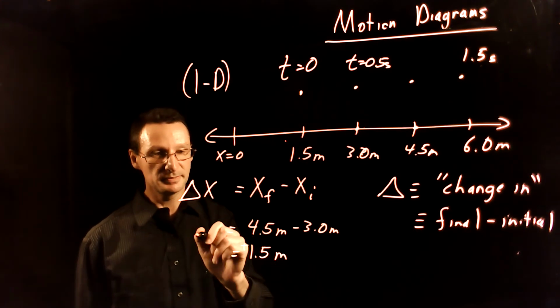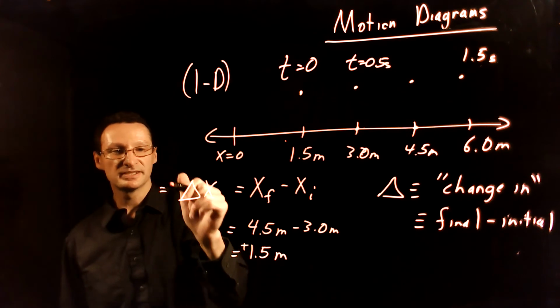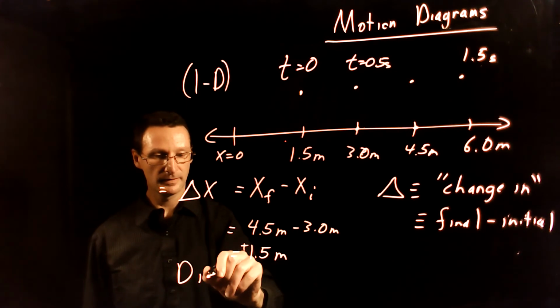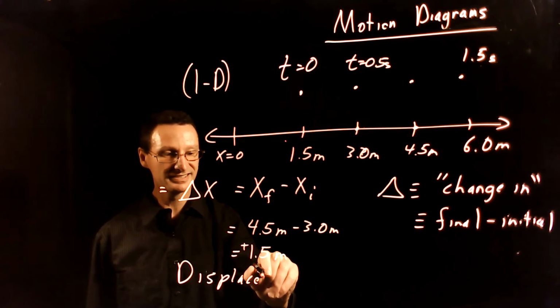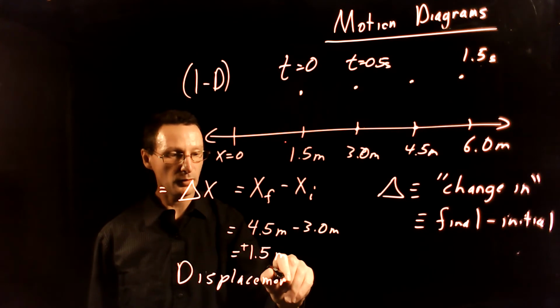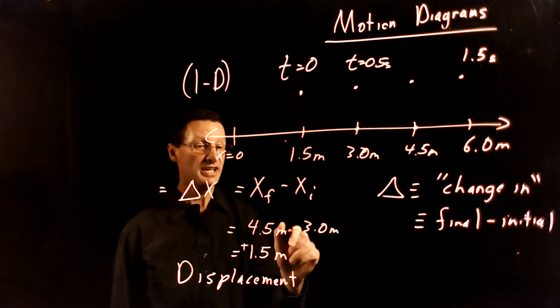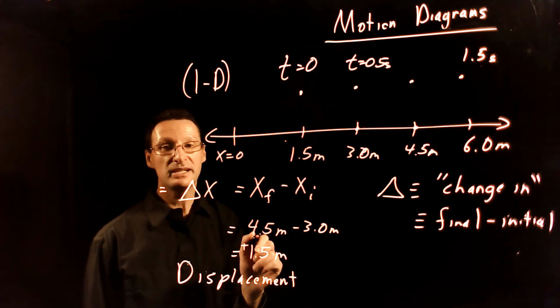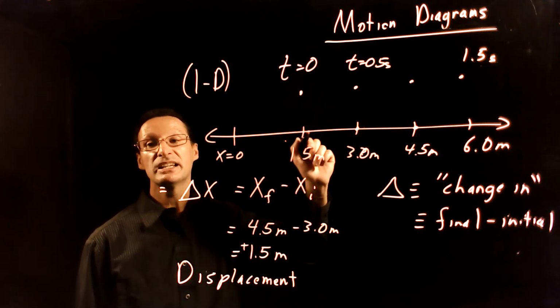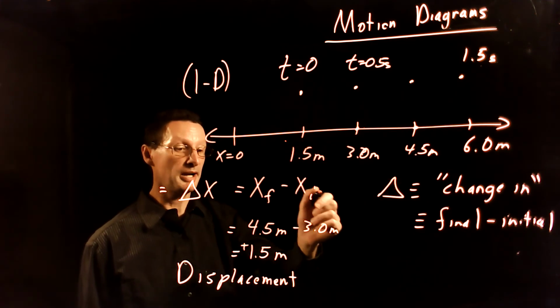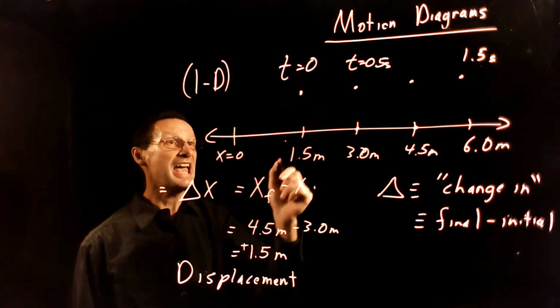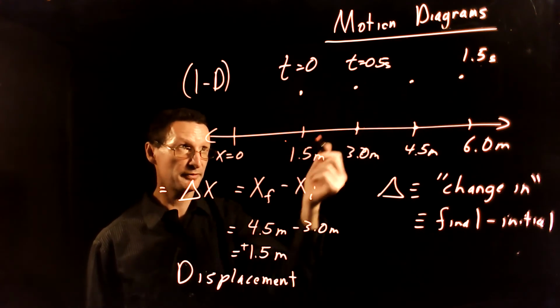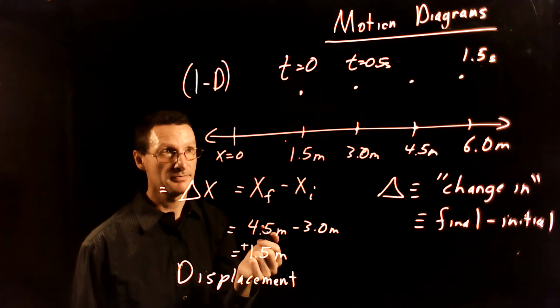This is the displacement here. Let me just write this down. The displacement is telling us how the position changes. Positive 1.5 means the position is becoming more positive by an amount of 1.5 meters every time interval. The time interval in this case is half a second.